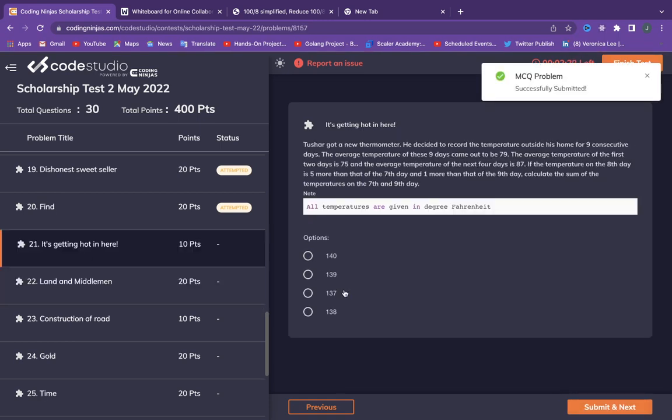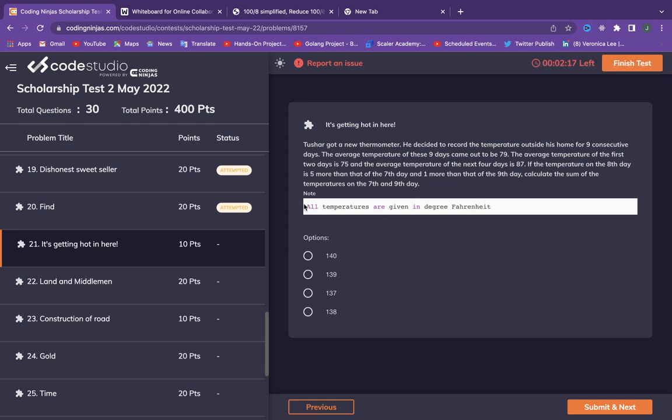Tushar got a new thermometer. What is this? All temperature are given in degree Fahrenheit. Amazing. Nice. Good for you.